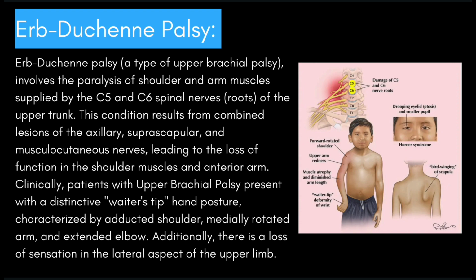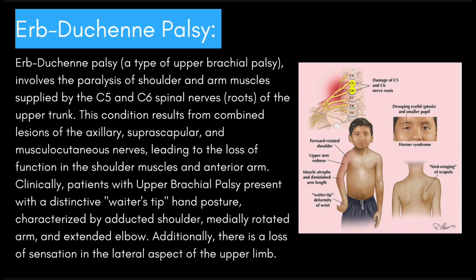First off, I'd like to start off by talking about Erb Duchenne Palsy. Erb Duchenne Palsy is a type of upper brachial palsy, which involves the paralysis of shoulder and arm muscles supplied by the C5 and C6 spinal nerves / roots of the upper trunk. This condition results from combined lesions of the axillary, suprascapular, and musculocutaneous nerves, which leads to the loss of function in the shoulder muscles and anterior arm.